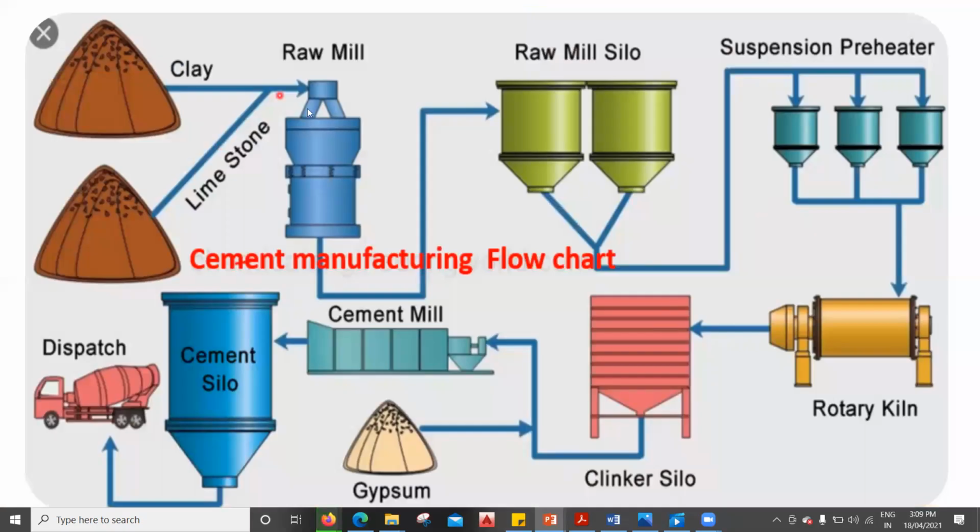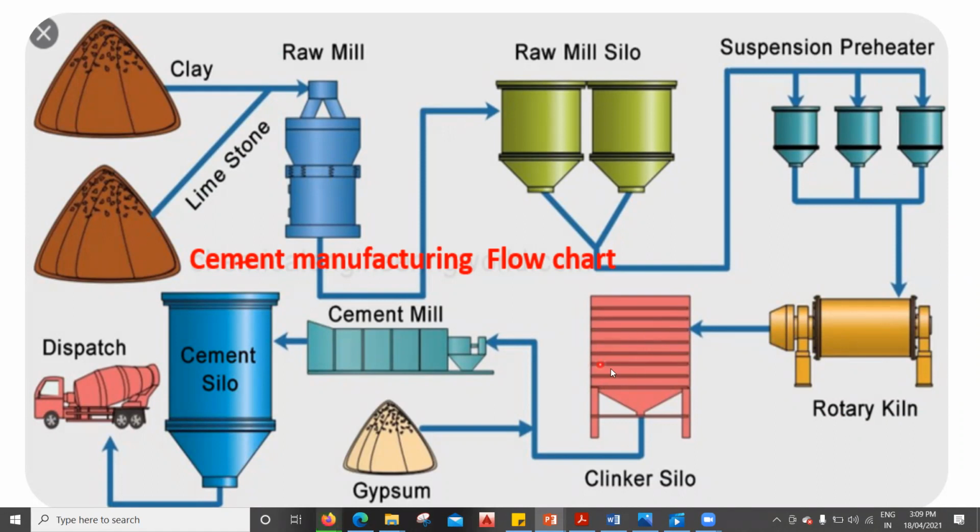Now we'll try to see this flow chart. If you remember, we had taken limestone and clay, and after that, with the help of the raw mill, we fed that into the raw mill. From here it will go into the raw mill silos, right? And from here it will go to the preheater, and this is my rotary kiln. From here the exhaust gases are going to pass through this, and as a result, this suspension preheater is going to get preheated because of the exhaust gases. And this is a rotary kiln, and from the rotary kiln it's going to come to the clinker silos.